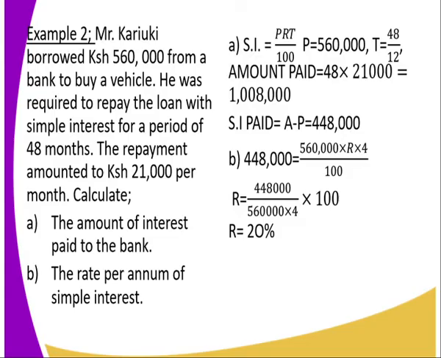Part B, the rate per annum of the simple interest. Supposed to be the interest. We use now the formula. My principal is 560,000. My rate, we don't know. Times the 4. That is the 4 years. Then divided by 100. How do I get 4? It is 48 divided by 12, the time. So in that case, you get 20%. And that becomes the rate per annum.